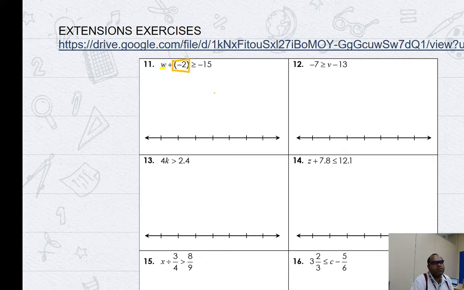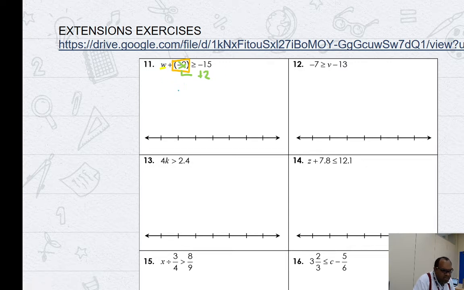Adding negative 2. Right now, I need to do the opposite. I will subtract negative 2. Okay, mister, subtract negative 2. Yes, we will subtract negative 2. But when I subtract a negative number, negative times negative is positive, so I'm adding 2 here. Goodbye, negative 2. And let's solve my problem right now. How do I solve?